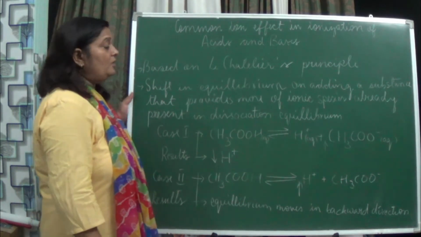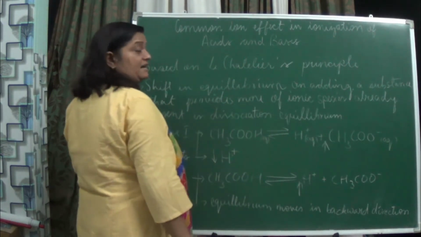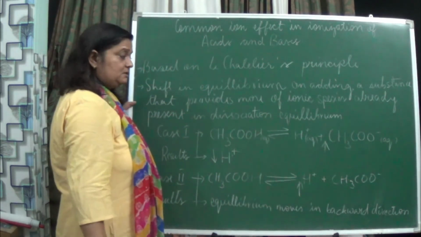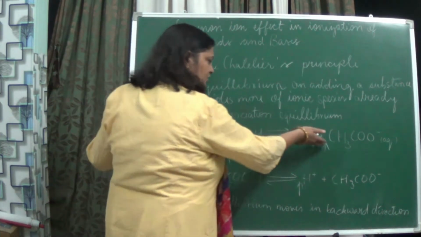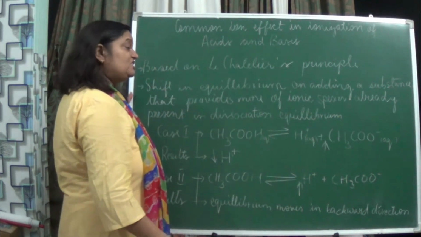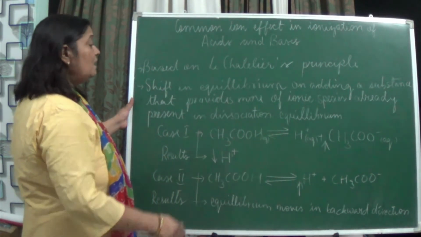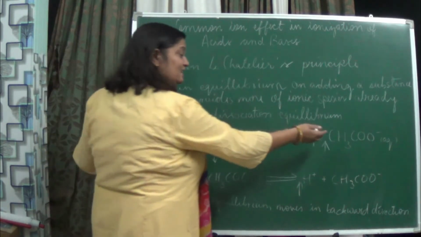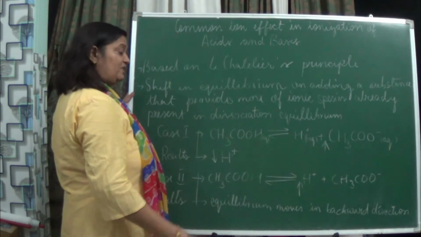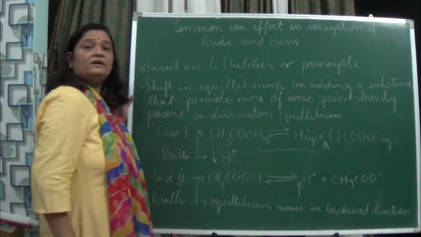Now we are adding an excess of acetate ions, that is CH3COO-. If we add acetate ions in excess, will the reaction stay in this position? No, because the concentration of acetate ions increases, which shifts the reaction in the backward direction. This happens because the concentration of H+ ions decreases, and naturally the reaction moves towards the backward direction.